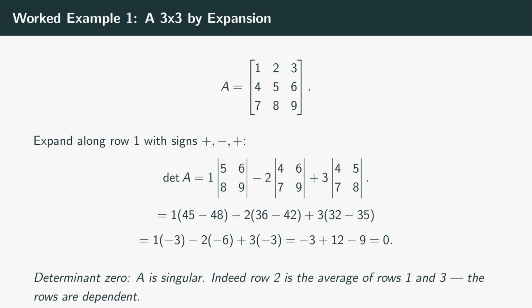1 times negative 3 gives negative 3, minus 2 times negative 6 gives plus 12, plus 3 times negative 3 gives negative 9. Add them. Negative 3 plus 12 minus 9 equals 0. The determinant is 0, so this matrix is singular. And indeed, the middle row is exactly the average of the top and bottom rows, so the rows are linearly dependent, exactly what a 0 determinant detects.